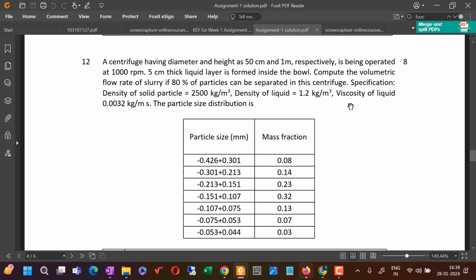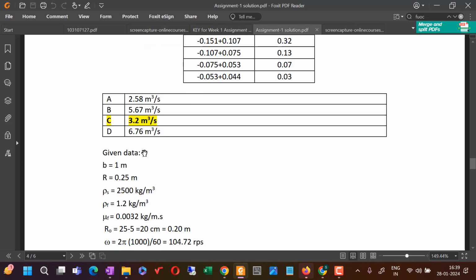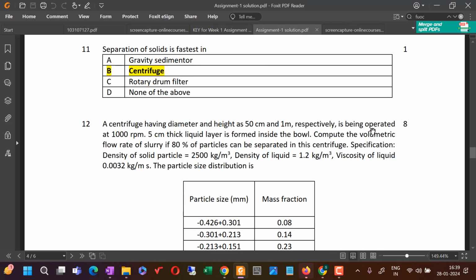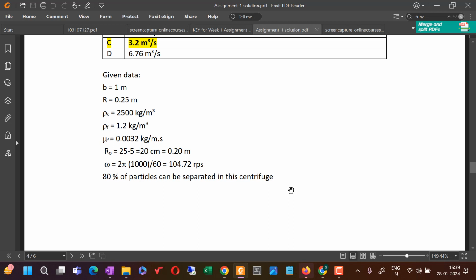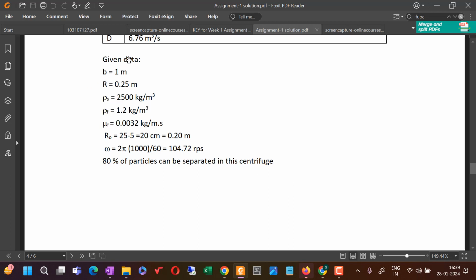Specifications like density of the solid particle is 2500 kg per meter cube, density of the liquid is 1.2 kg per meter cube, viscosity of the liquid is given, and the particle size distribution is given. Then you are asked to calculate the volumetric flow rate. So the given data is that height is 1 meter and radius is 0.25. So height and radius are given.